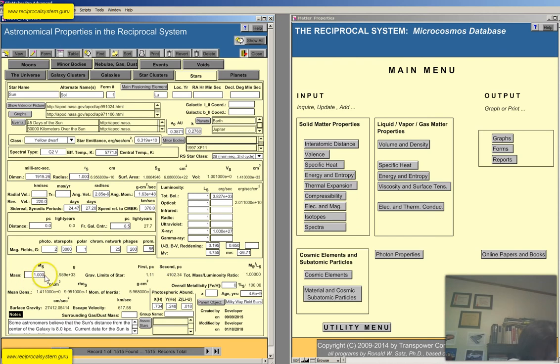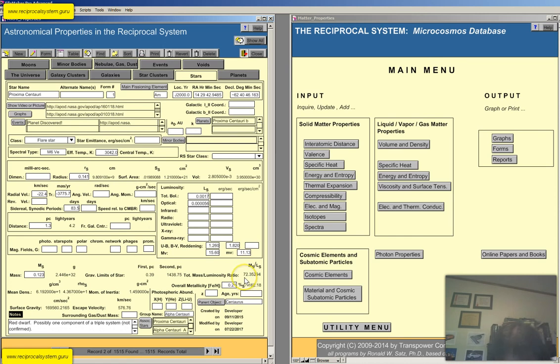The mass is going to be 1 solar mass unit, of course, which comes out to 1.98 times 10 to the 33rd grams. And then we have the gravitational limits. The first gravitational limit is 1.11 parsecs, and the second is 4.102.34 parsecs. Total mass to luminosity ratio is, of course, 1, because that's how it's defined for the sun. And the mass luminosity ratio for Proxima Centauri is 72.35 to 94 there.